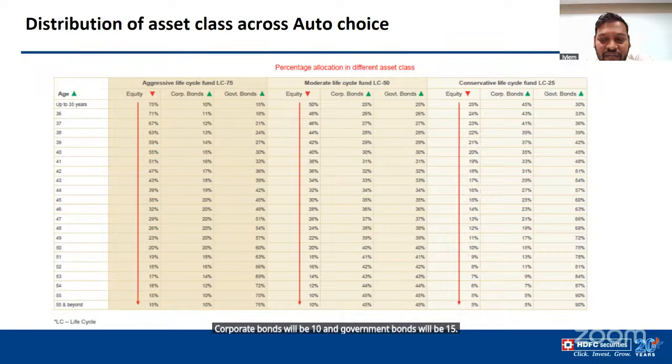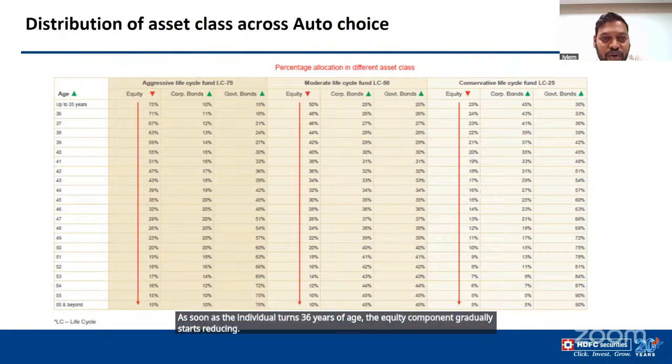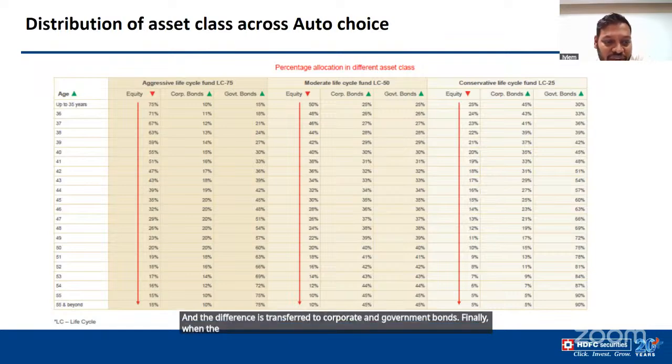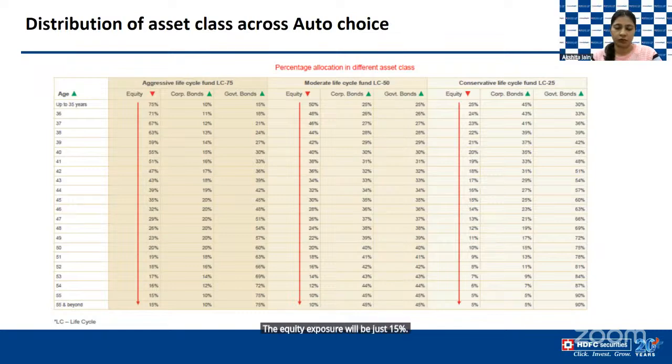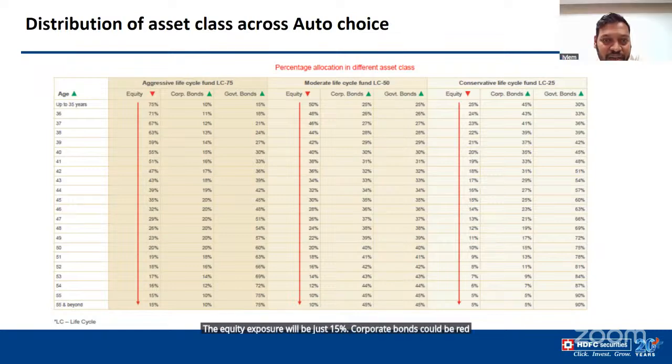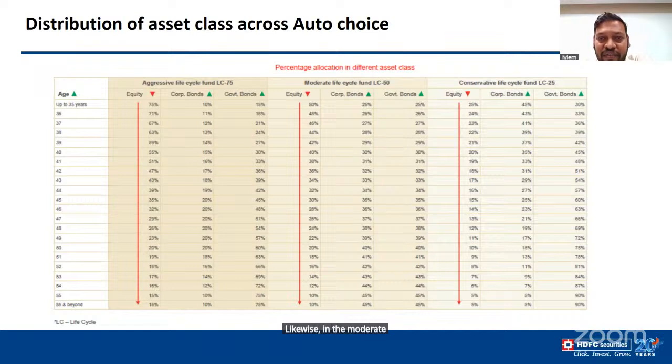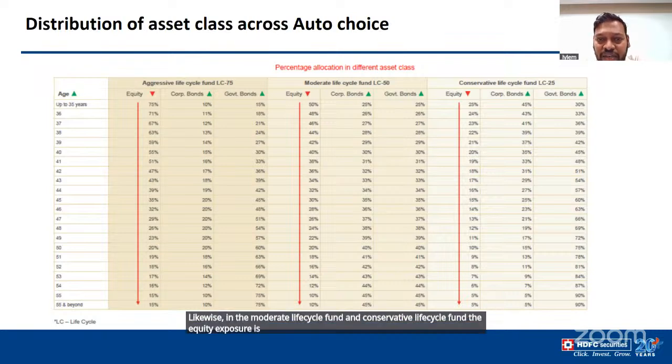As soon as the individual turns 36 years of age, the equity component gradually starts reducing and the difference is transferred to corporate and government bonds. Finally, when the individual turns 55 years of age, the equity exposure will be just 15%. Corporate bonds will be reduced again to 10%, whereas government bonds have increased to 75. Now, likewise, in the moderate life cycle fund and conservative life cycle fund, the equity exposure is 50% and 25% respectively, up to 35 years of age.